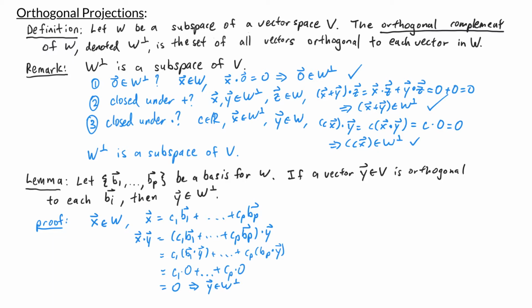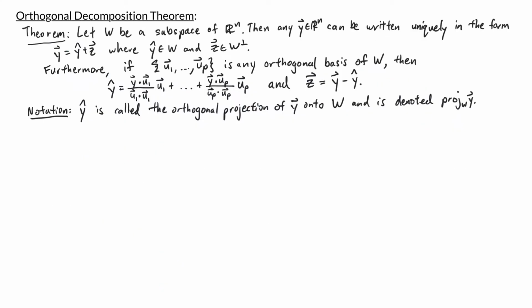Next we'll look at how to project a vector y onto a subspace W. Let W be a subspace of R^n. The orthogonal decomposition theorem here tells us how to take any vector y in R^n and write it as a combination of a vector in W and a vector in W perp. So let's go through this theorem. Again, let W be a subspace of R^n. Then any y in R^n can be written uniquely in the form y equals y hat plus z, where y hat is a vector in W and z is a vector in W perp.